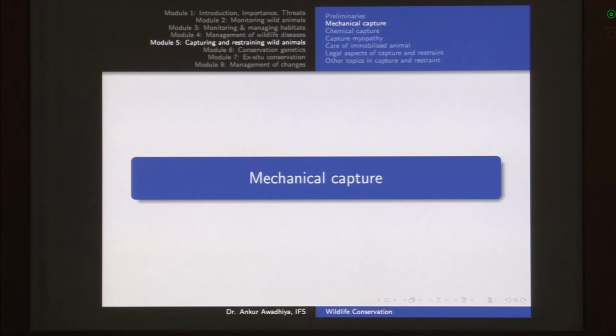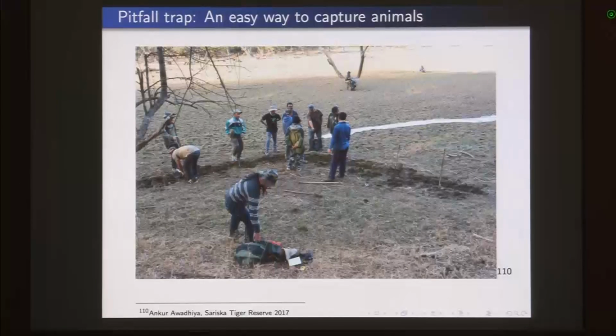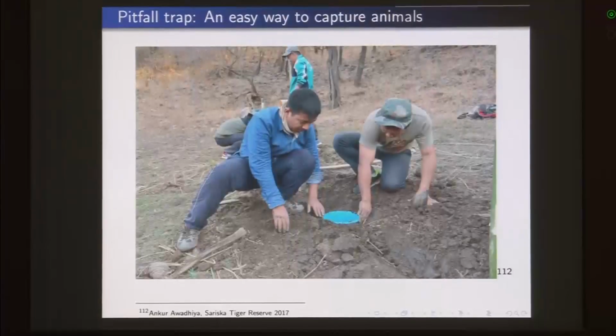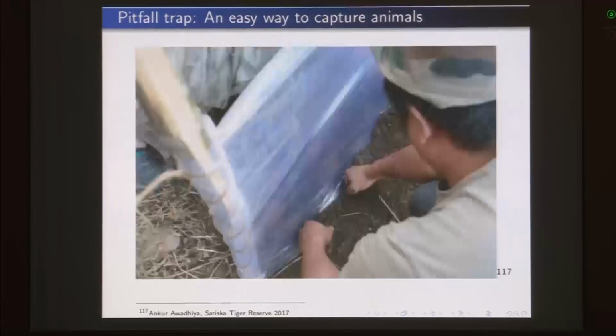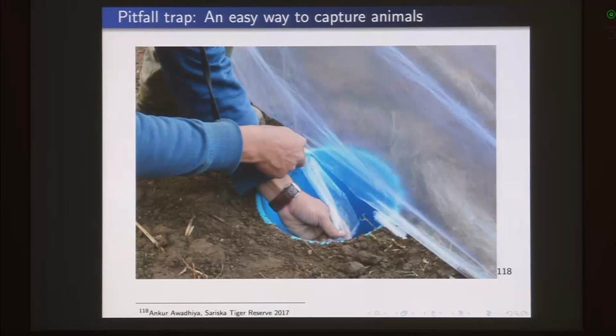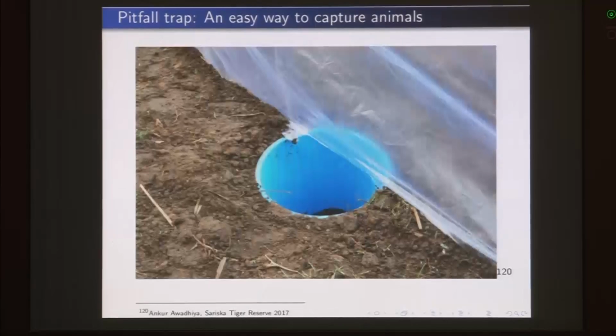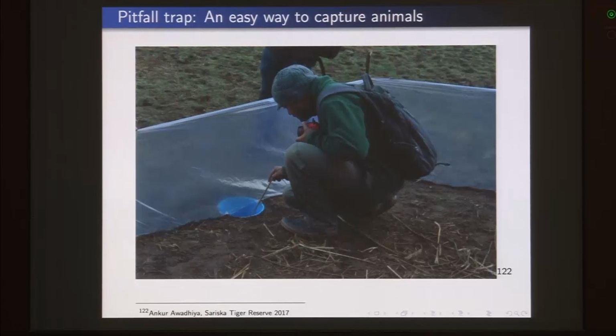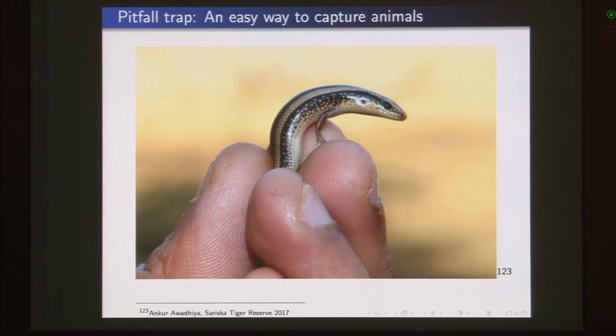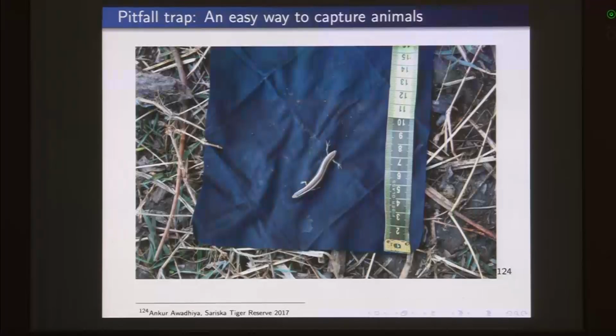Next, in the case of mechanical capture, these are the backgrounds that need to be kept in mind. We looked at the pitfall trap in great detail as an easy way to capture animals. So you dig up a hole, then you install buckets, raise posts, place a polythene sheet there, tie it up, then cut off any overhangs, put some shelters inside, and then you leave it. Then next day or after some amount of time you can go back there, you can prod all of these buckets and look at what animals are inside, and once you get these animals you can then do your measurements.